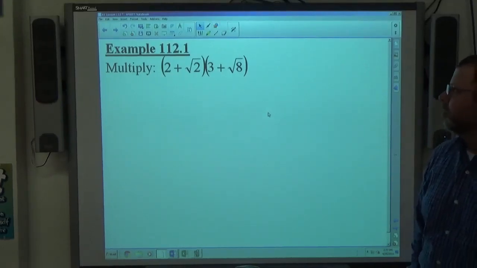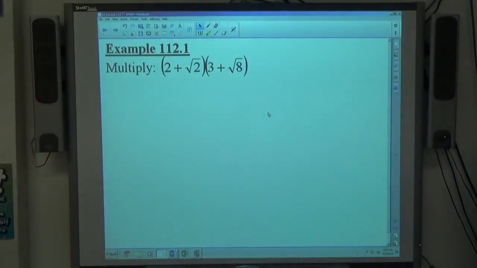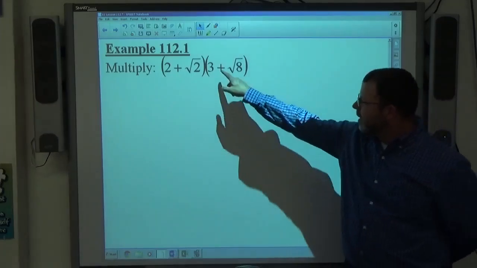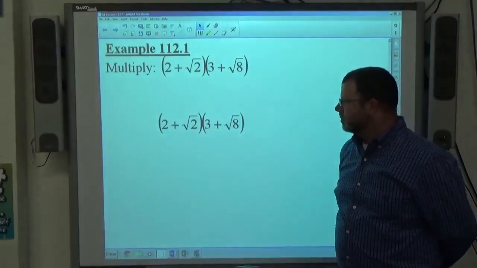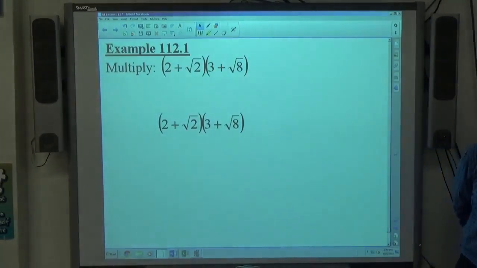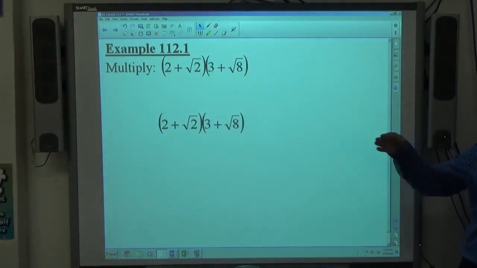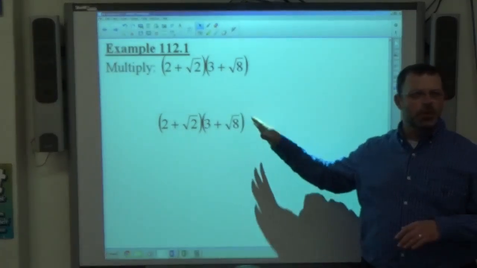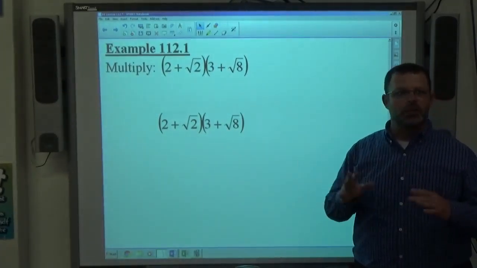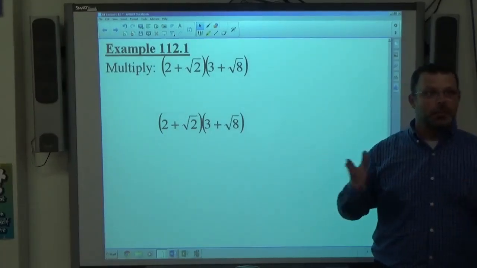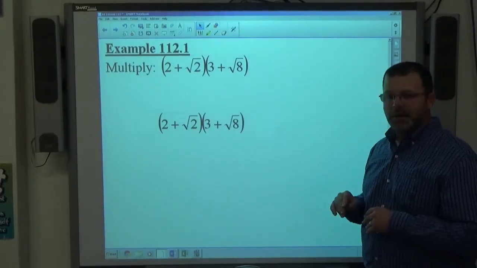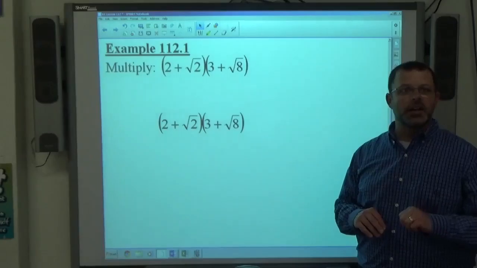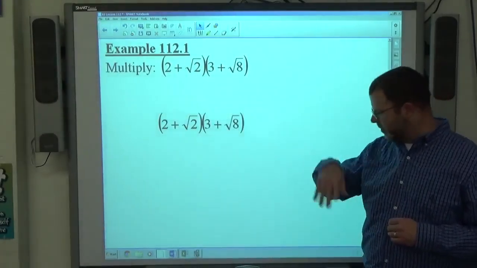Multiply 2 plus the square root of 2 times 3 plus the square root of 8. This is the exact same problem as example 3, but I'm going to do it with the square root of 8 in there. In example 3, 8 was changed to 2 square root of 2, so they're the same problem. I want to work it 2 different ways so you can see, and you can pick and choose what you want to do. My advice would be the example 3 technique is better, getting this simplified down, but we'll get to that when we get to it.